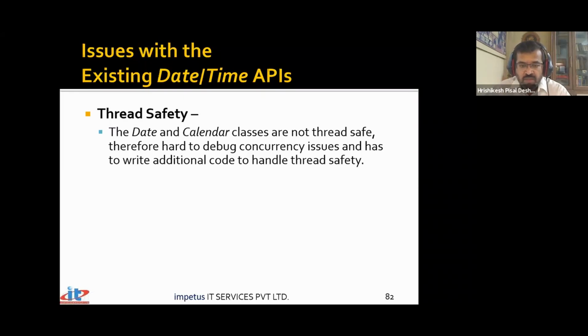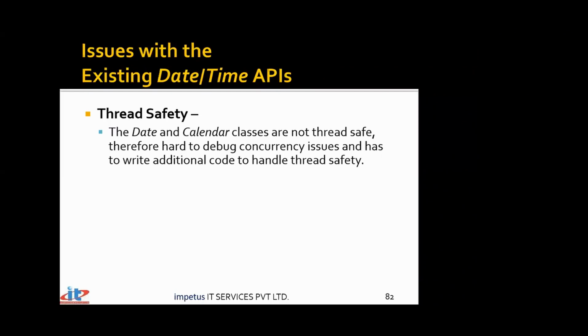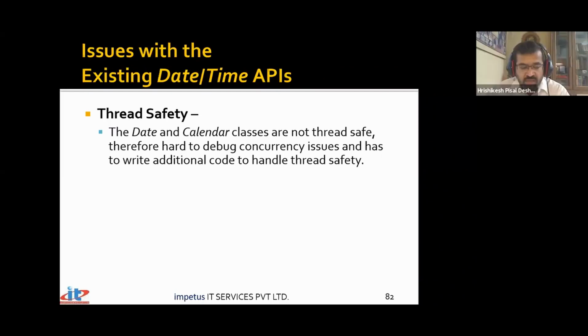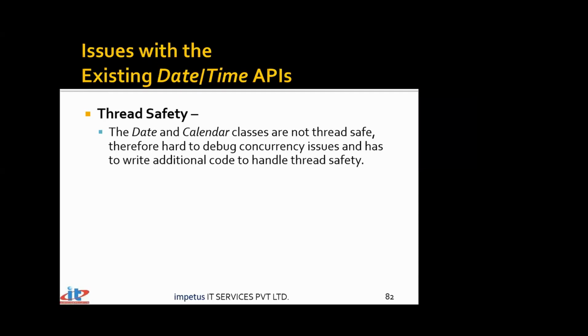First is thread safety. The two most widely used classes in Java, Date and Calendar, are both not thread safe. If you are writing a single threaded application, as we have been doing till now, it is okay. But the moment you write a multi-threaded application, this will be a bigger problem for us to debug. So thread safety is a matter of concern when we really want to share date objects between multiple threads. That won't be possible.